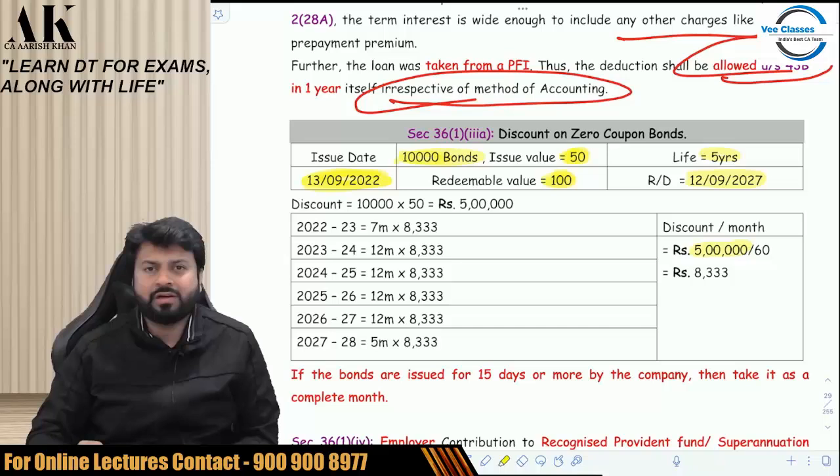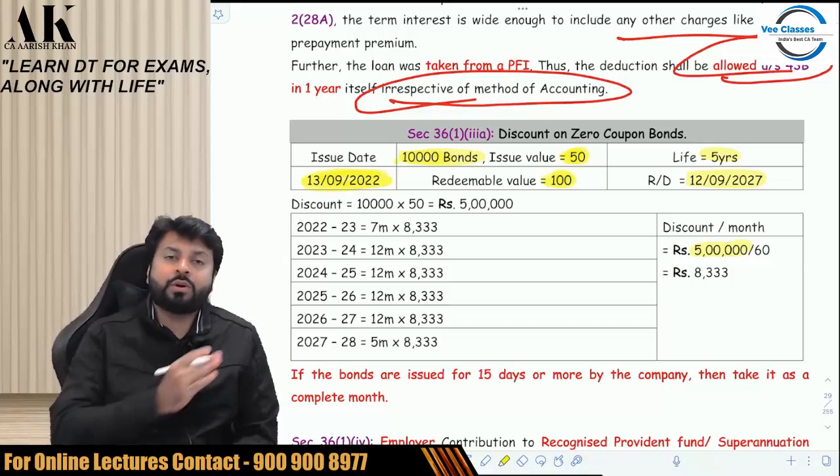On every bond, I am supposed to incur an extra 50, because I am getting 50 and I am supposed to repay 100. So 50 rupees is my cost. So 10,000 bonds into 50 will be my cost. Total cost is 5 lakhs. How will I get the deduction of this 5 lakhs? Over the life of the bond.